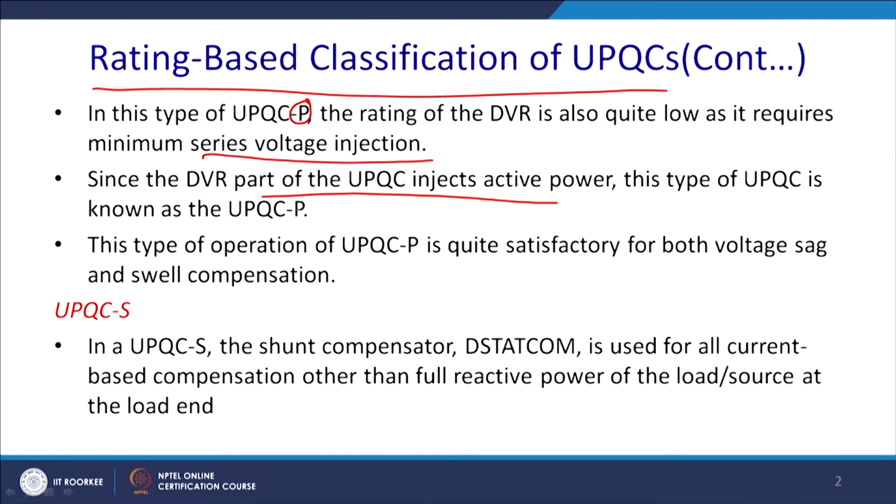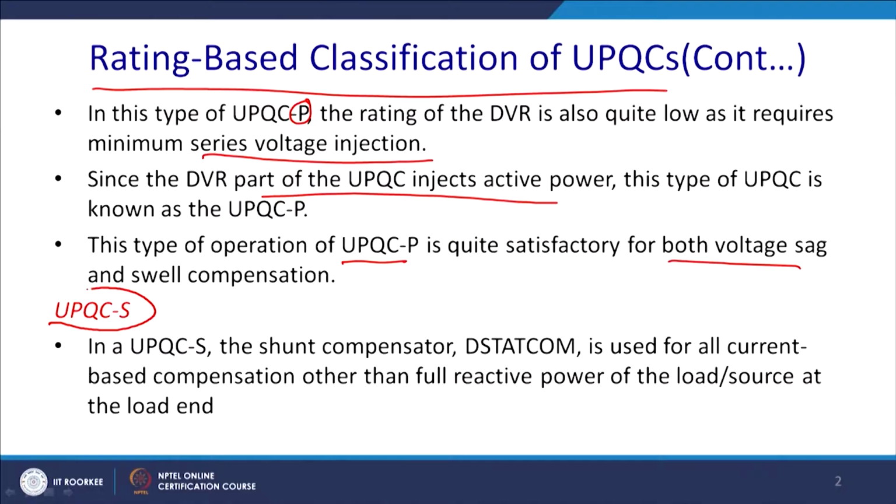Since the DVR part of the UPQC handles active power, this type of UPQC is known as UPQCP, related to the real power, and mostly it will mitigate the sag. So this type of operation of the UPQCP is quite satisfactory. What does it do? Both sag and swell compensation. In case of the swell, it will inject the voltage in 180 degree phase opposition, thus the voltage swelling will come down.